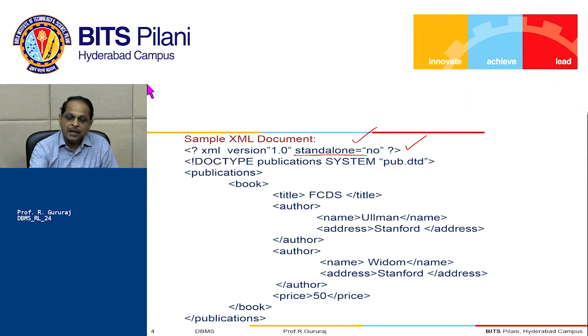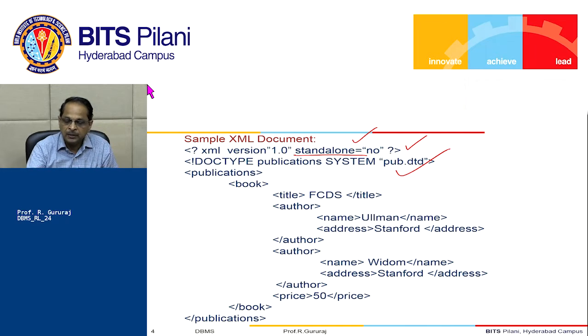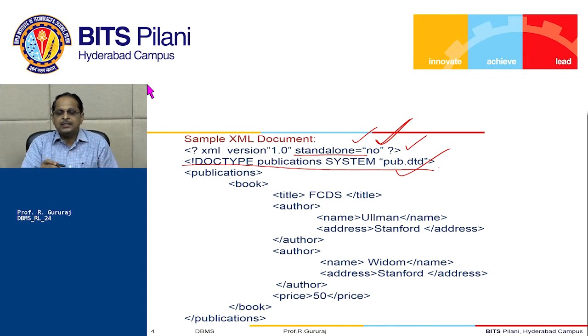And if the standalone is no, then it says that it is not a standalone document. Whatever elements you have in this document, they should follow the structure which has been very well defined in a specific DTD. That is the meaning. Because I said that it is not a standalone document, it means that it should follow some structure, where the structure or the grammar of the document is described in some DTD. Then the second line should clearly mention what is the DTD file that has been adopted to create or structure this particular XML document.